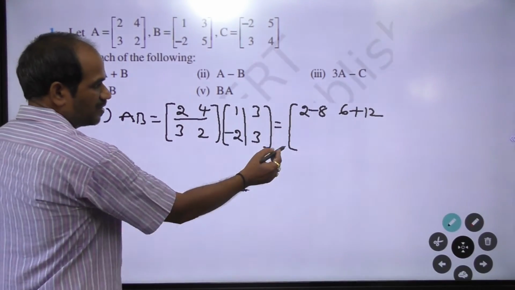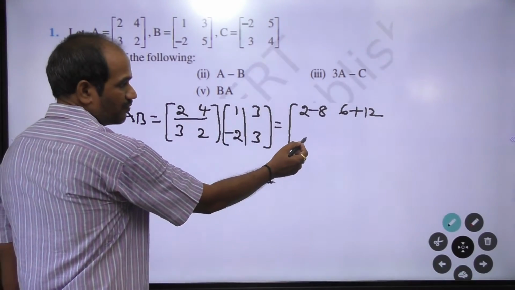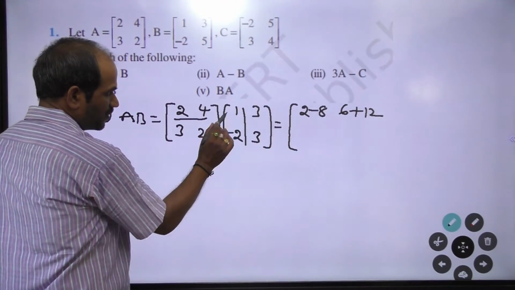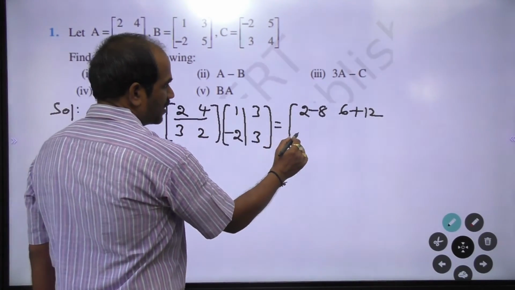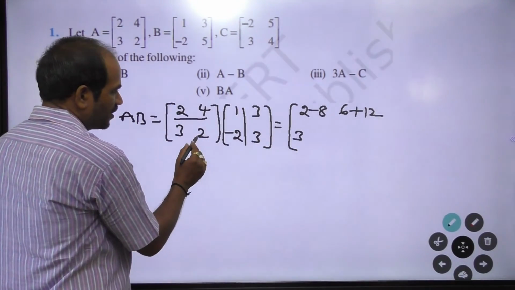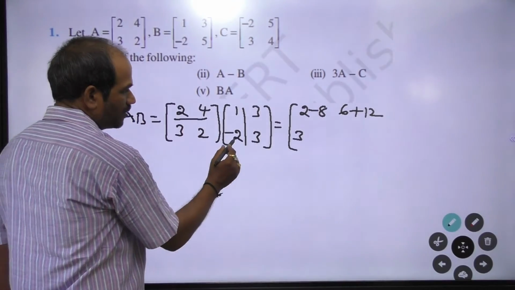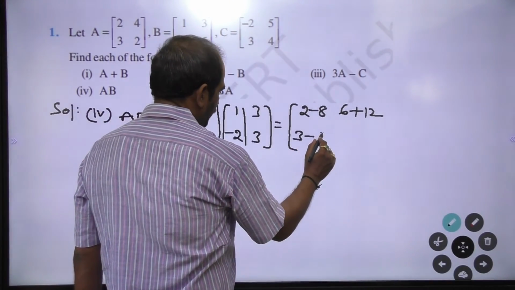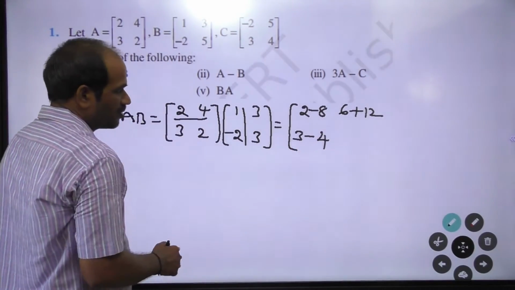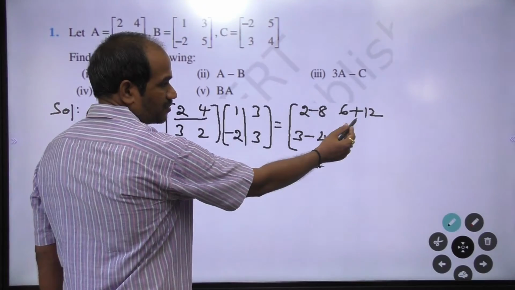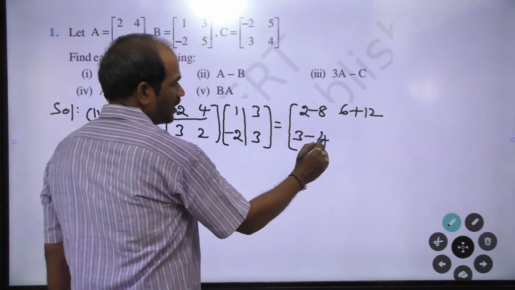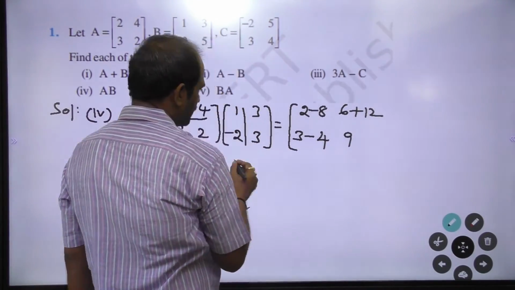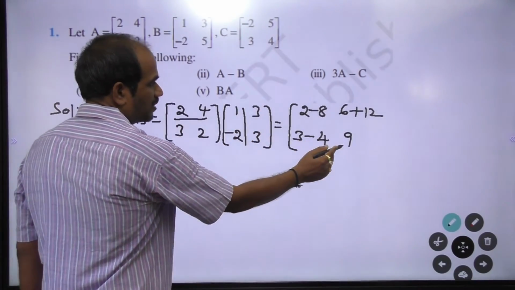Next, for the second row, first column element: 3 into 1 is 3. Next, 2 into minus 2 is minus 4. Next, for the second row, second column element: 3 into 3 is 9.